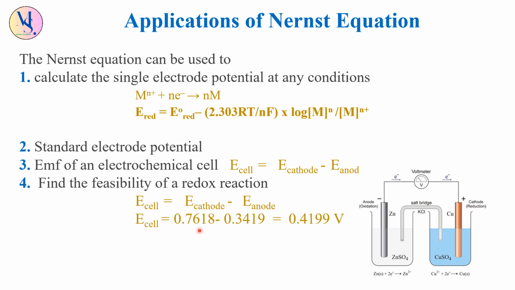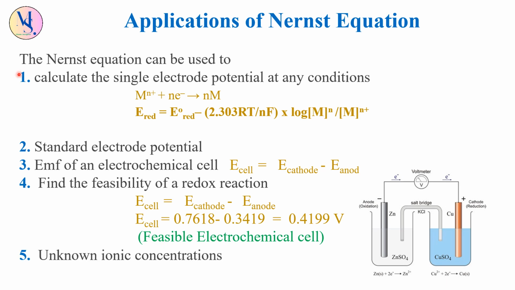So putting the value of cathodic potential, that is 0.7618, and anodic potential, that is 0.3419, we can calculate the overall cell potential, that is positive 0.4199 volt. So the positive value of cell potential indicates the feasibility of that electrochemical cell. With the help of Nernst equation, we can also calculate the concentrations of ions if we know all other values or factors.